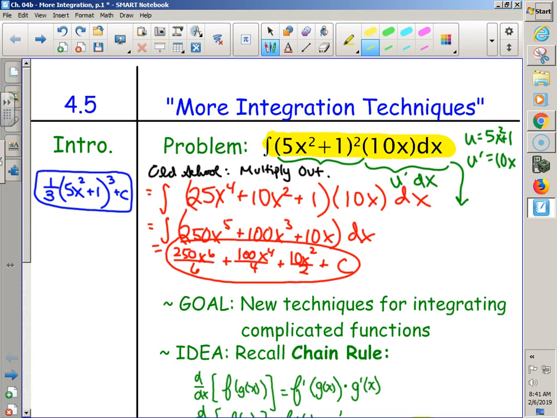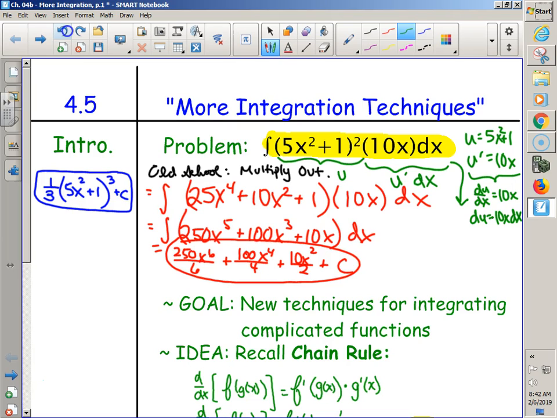Instead of writing u prime dx, which is totally true, taking this little guy for just a second, isn't u prime du dx? So can I actually rewrite this to be du as 10x dx? Because I can move him to the other side. Now see what I can do.